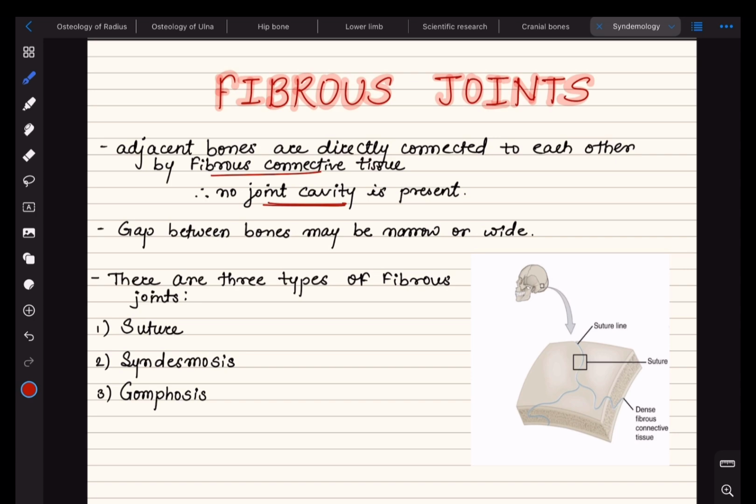There are three main types of fibrous joints. First one, that is the suture. Second is the syndesmosis, and last one is the gomphosis. We'll learn it one by one.